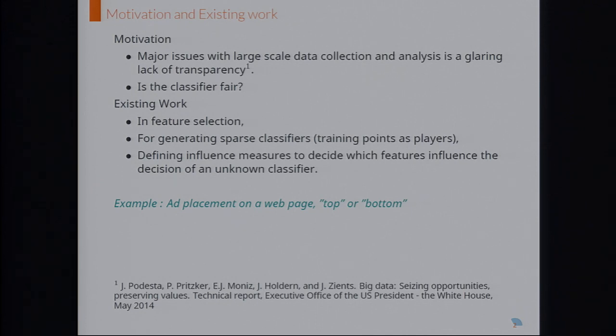already been existing in areas such as feature selection and designing sparse classifiers, identification of feature influence, etc. But still, why binary classification to game model? So consider an example of an ad placement on a web page, say top or bottom, with different costs to be incurred by the advertisement owner. So the goal here is to predict where to place the advertisement with minimum error using historical data.